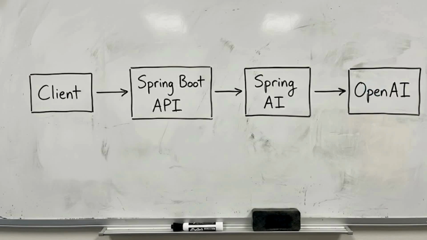This is the entire flow. The REST API receives a prompt, Spring AI talks to the model, and we return the response.